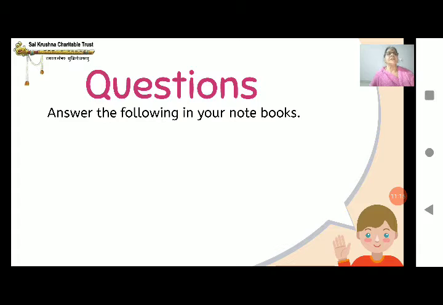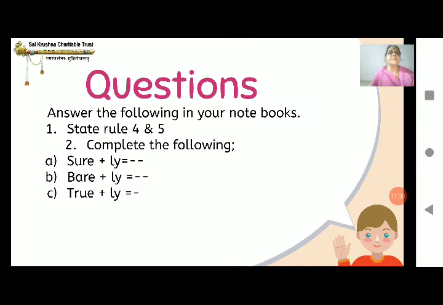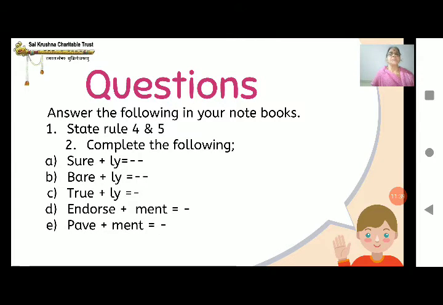Answer the following in your notebooks. State Rule 4 and 5. Complete the following. A. Sure plus ly. Bear plus ly. True plus ly. Endorse plus ment. Pave plus ment. Awe plus full. 9 plus th.